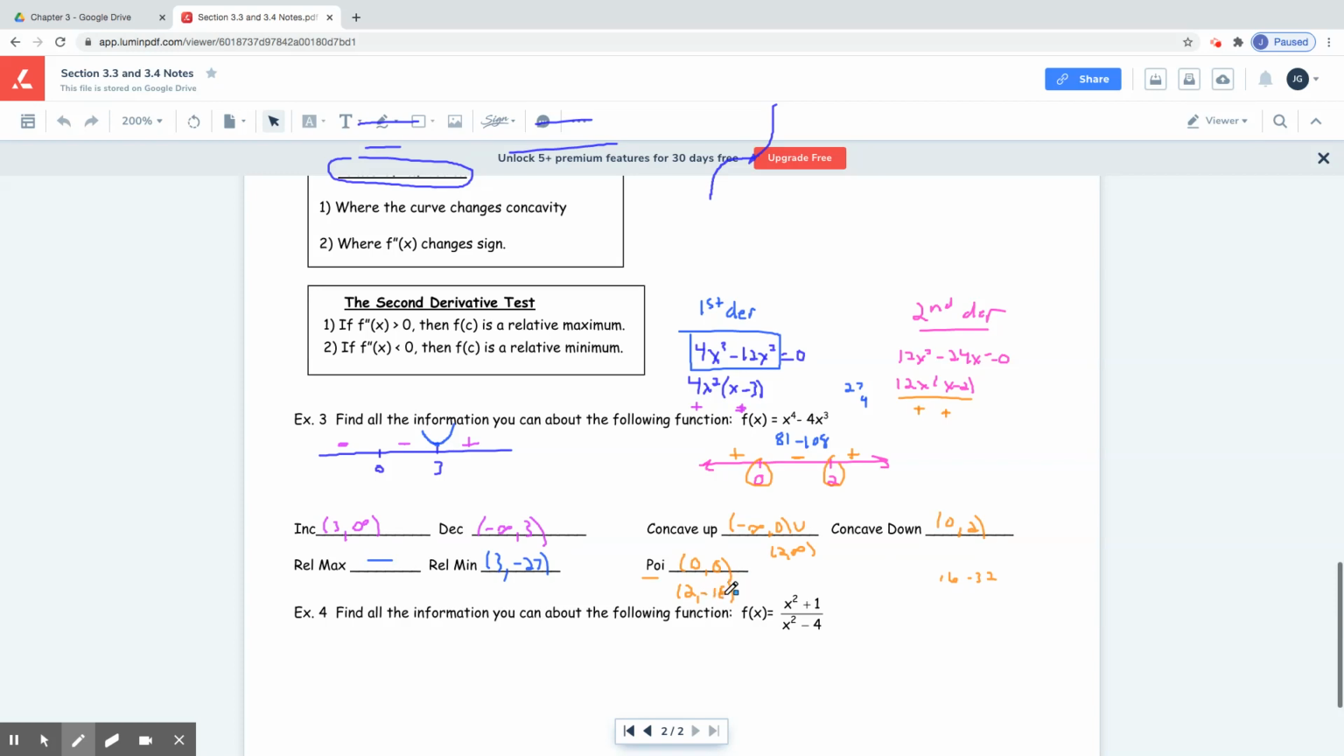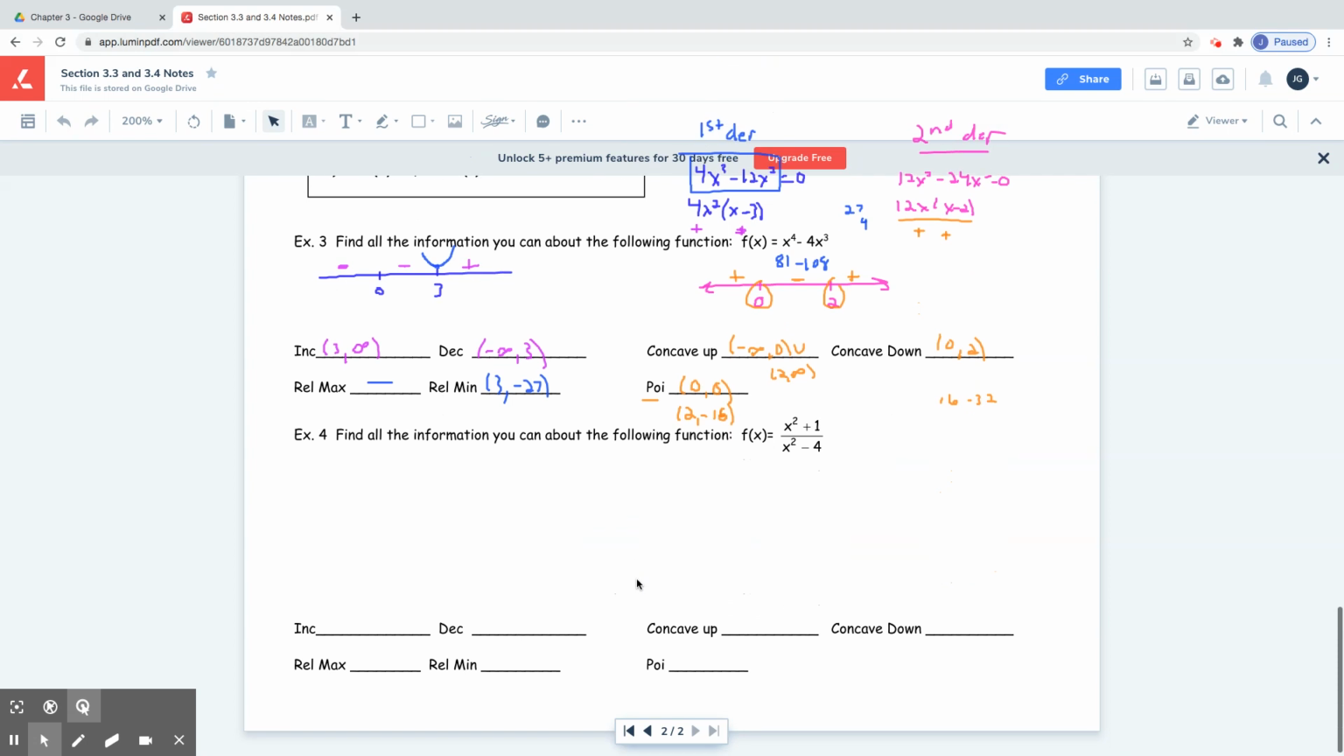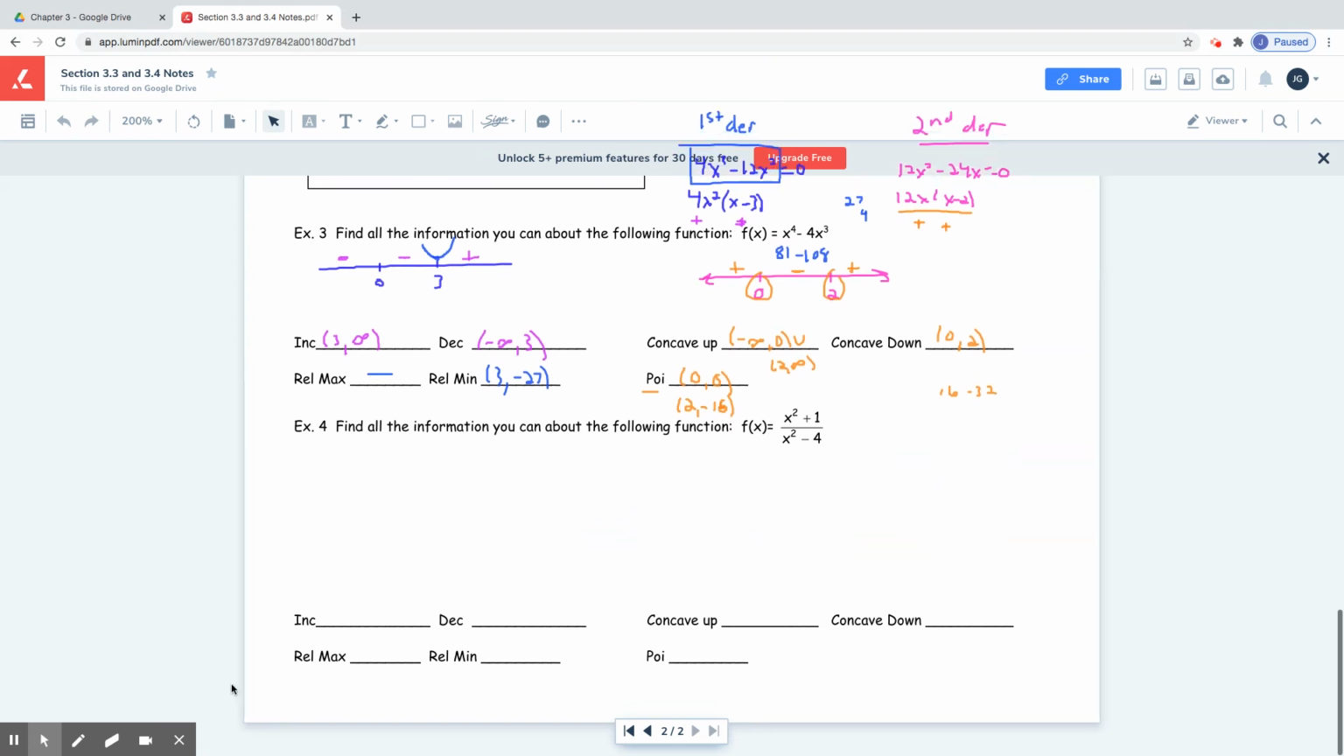All right, so now we know where the original function is increasing, we know where it's decreasing, where it's concave up, concave down, and all of its max, mins, and points of inflection. So the second derivative just tells us about concavity, but we do it the same way we did it with the first derivative. All right. So let's scroll down here to our second and last example.